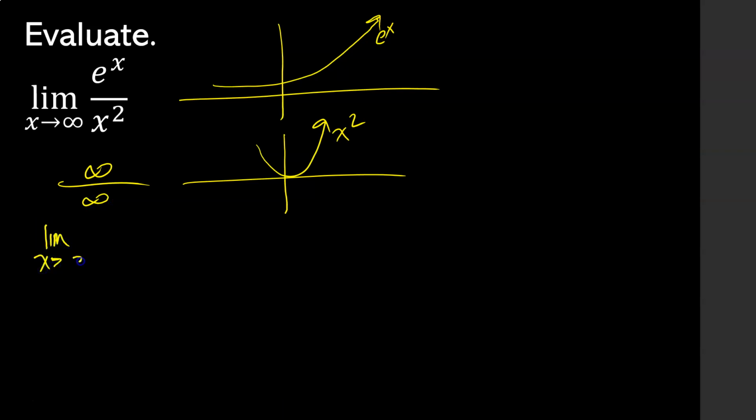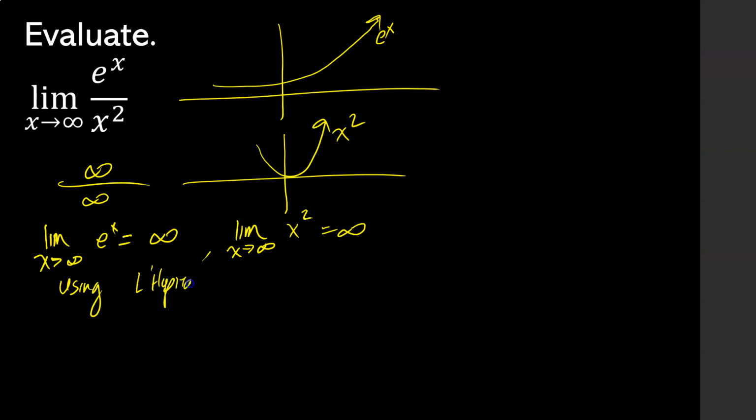Limit as x goes to infinity of e to the x is infinity. The limit as x goes to infinity of x squared is also infinity. So using L'Hopital's rule, we keep that limit out front. X approaches infinity. The derivative of e to the x, that's our favorite derivative, e to the x, natural log. The derivative of x squared is 2x. Well, what do you do now?